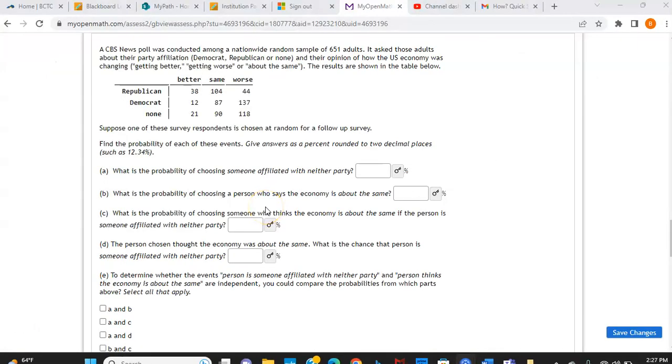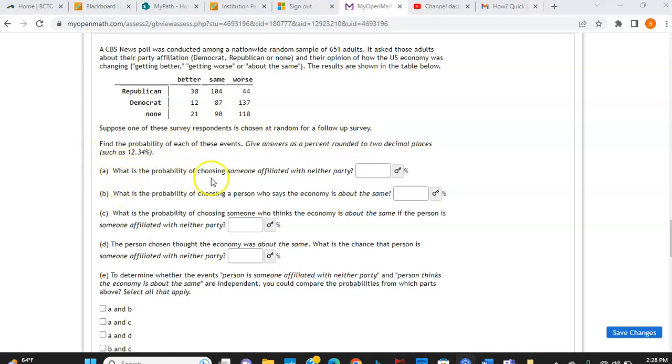Okay, so we have a CBS News poll conducted among a nationwide random sample of 651 adults. It asked those adults about their party affiliations, Democratic, Republican, or none, and their opinion of how the U.S. economy was changing: getting better, getting worse, or about the same. The results are shown in the table. Suppose one of these survey respondents is chosen at random for a follow-up survey.